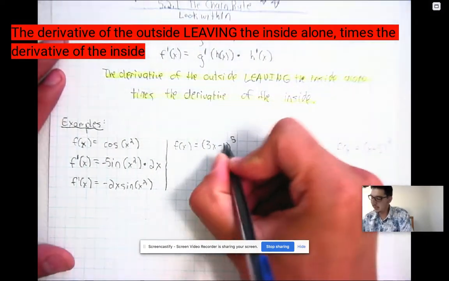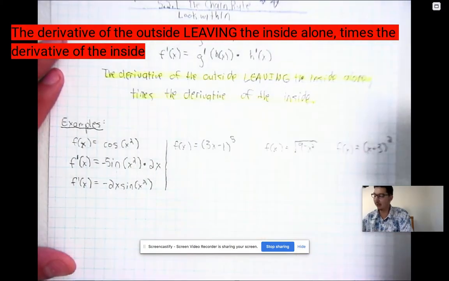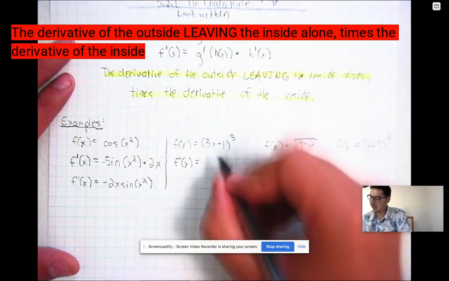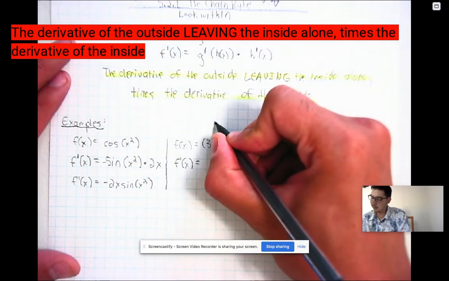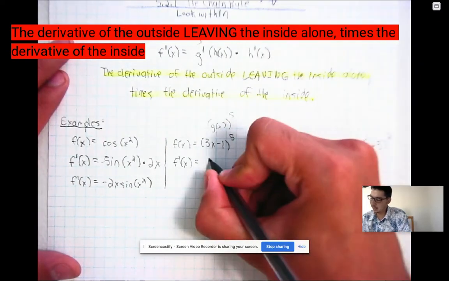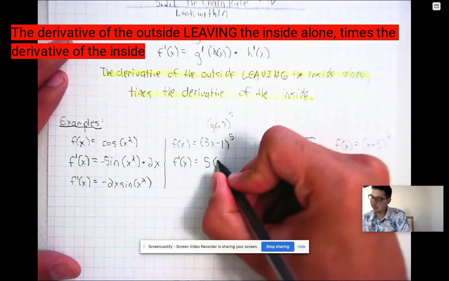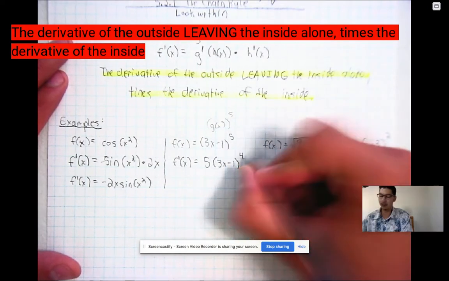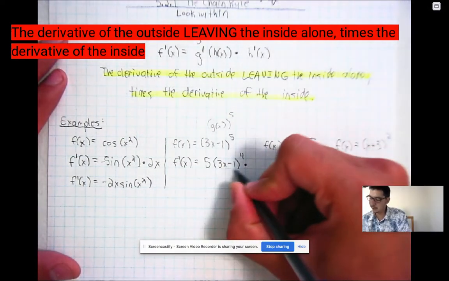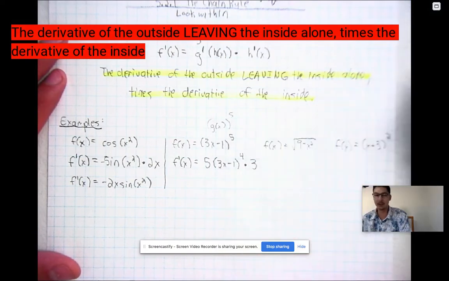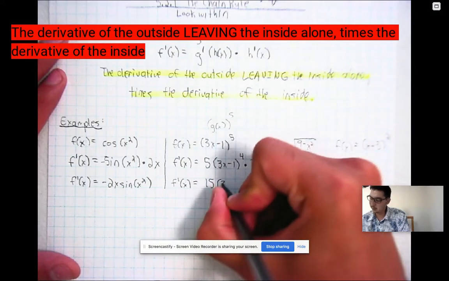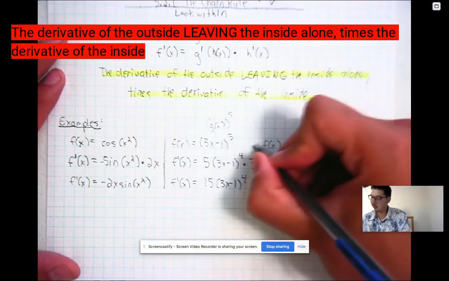Well, this is the inside right here, and the outside is raising this function to the 5th power. So the chain rule states here that the derivative of the outside, so we have a polynomial, say this is a function g of x, that's all being raised to the power 5th, so it's going to be 5, leaving the inside alone, so leaving that 3x minus 1, and then we minus 1 for polynomials, times the derivative of the inside, so the derivative of 3x minus 1 is 3. So this actually gives us the derivative of 15 (3x minus 1) to the 4th.